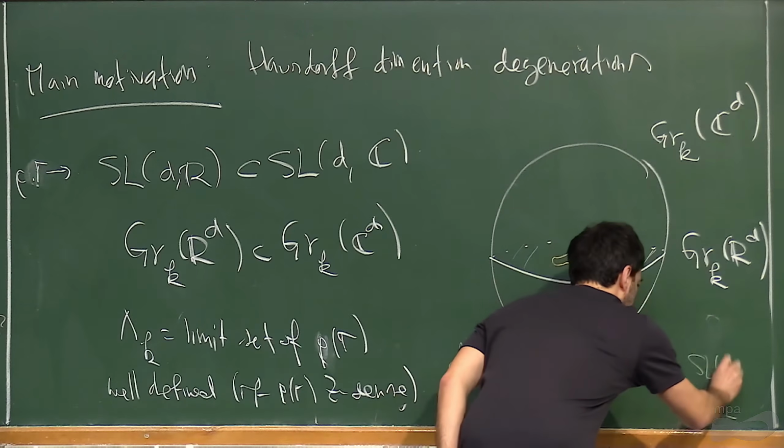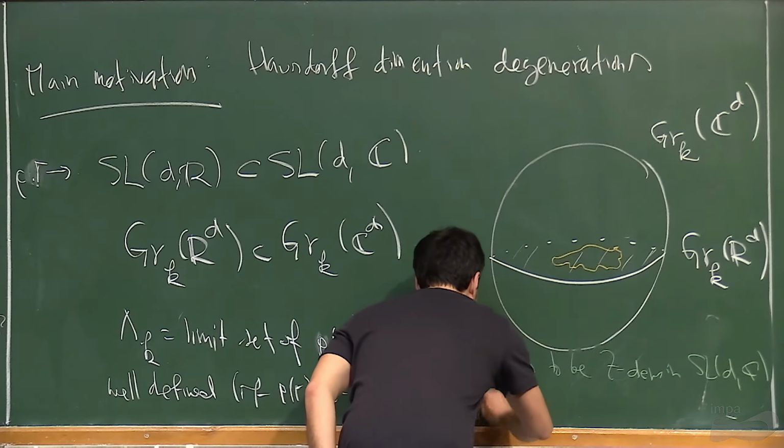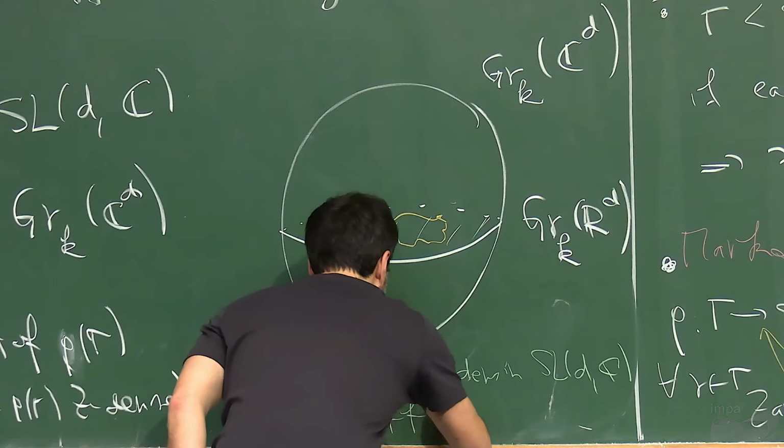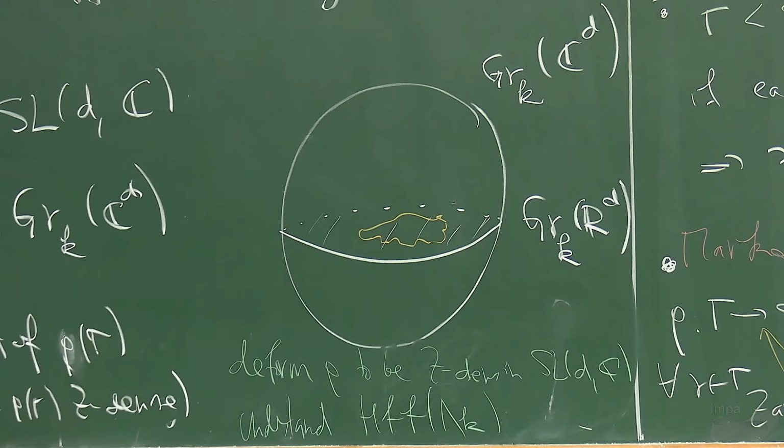In the complex group, sorry, and understand the Hausdorff dimension of this limit set. How does it vary? How does it move? What happens? That's kind of the main framework for what follows.